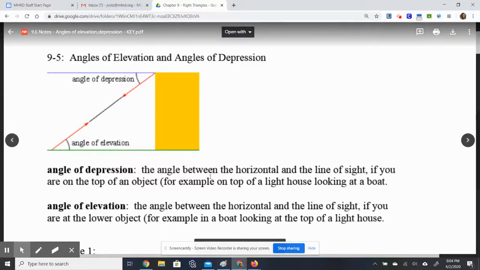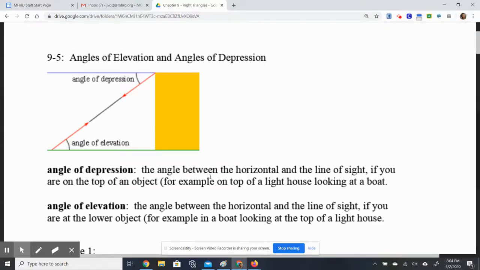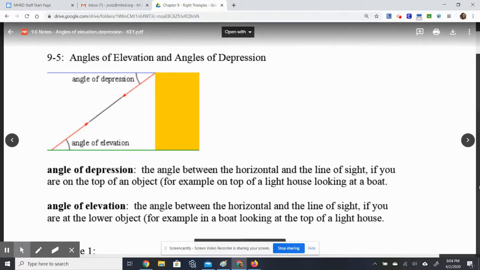Hello, geometry students. Today we are going to look at section 9.5, which is going to continue to use trigonometry functions, but this time they're going to be all in application problems that involve angles of elevation or angles of depression. So right in front of you, you've got the beginning of the notes. The top of the page shows a diagram that basically gives us what it means to be an angle of depression versus an angle of elevation.